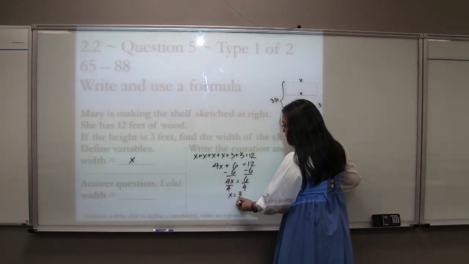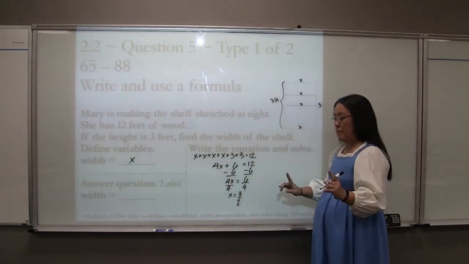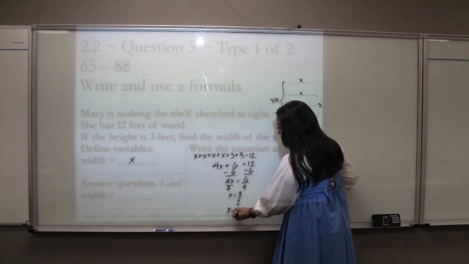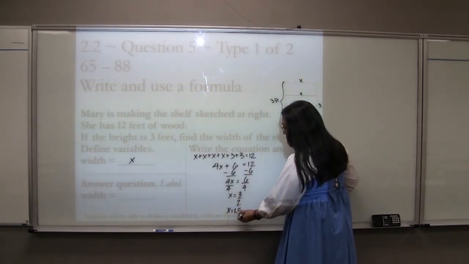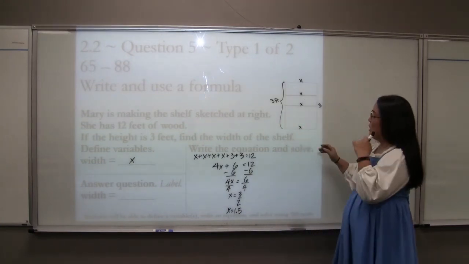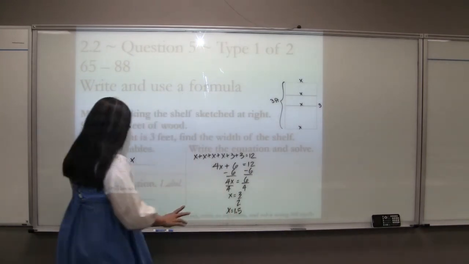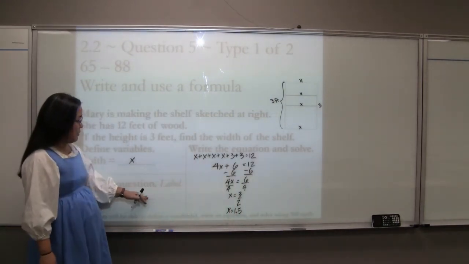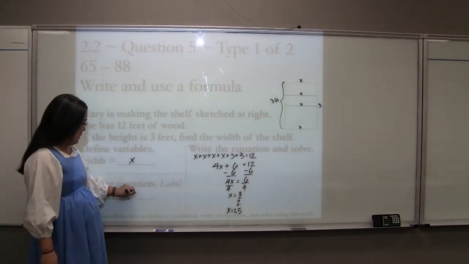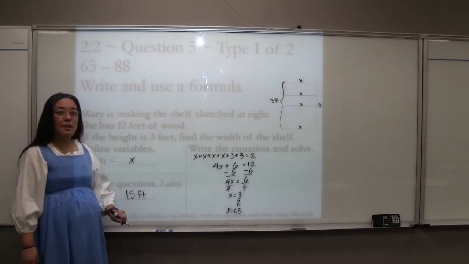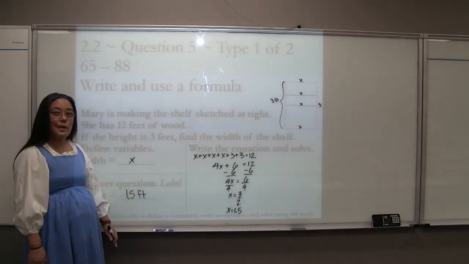I am okay with 3 over 2. However, if it makes more sense to you, 3 divided by 2 gives you 1.5, and that might make a lot more sense: the width of the shelf is 1.5 feet. I will take either answer, so if you want to do 3 over 2 feet or 1.5 feet. One of the college professors thinks that the 1.5 feet makes a lot more sense, so I'll do that one.